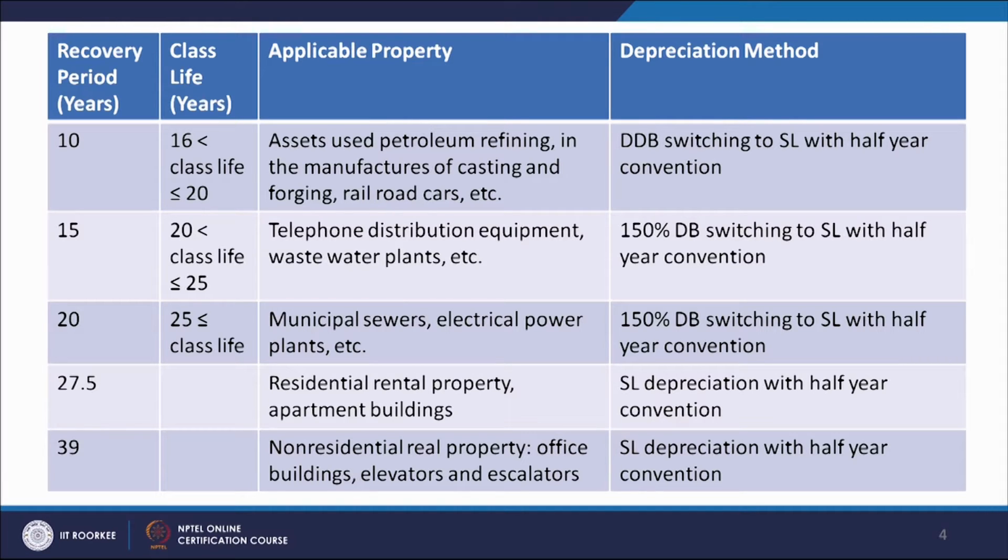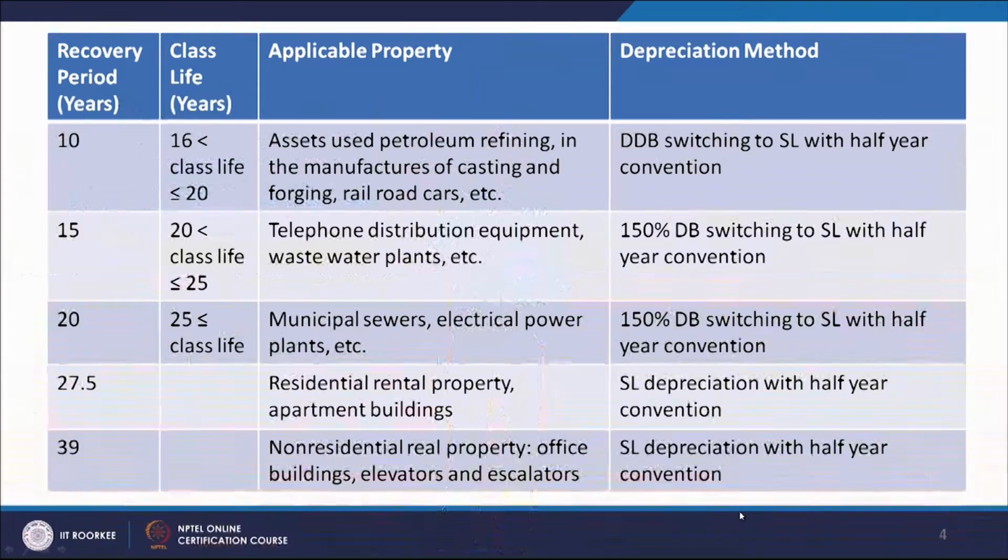Apart from that, you have 2 types of real property. Under that you have 2 recovery periods, 27.5 years and 39 years. The 27.5 years is for residential rental property, apartment buildings, and it has SL depreciation with half year convention. For 39 years you have non-residential real property, office buildings, elevators and escalators, with SL depreciation with half year convention.